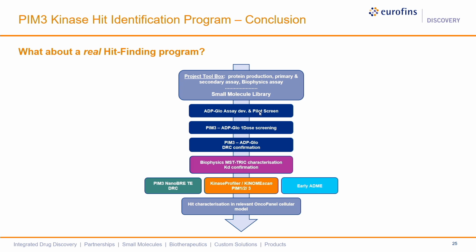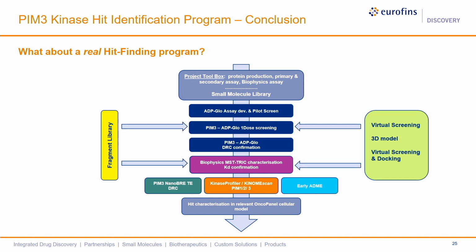So in this case, starting to develop the primary assay, the ADP-Glo, the biophysics assay. Don't forget to try several readouts. And then having cellular target engagement, selectivity assay, and some early ADME. That is a nice to have, but could help to prioritize the hits, especially for kinases.